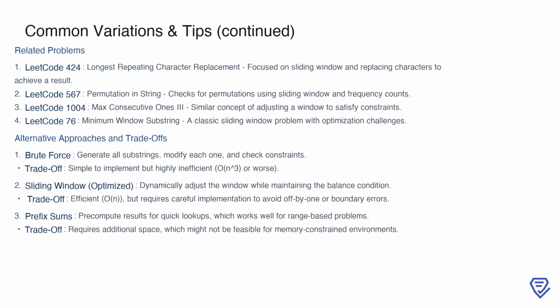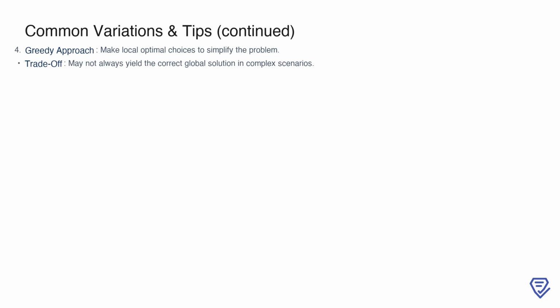Another option is using prefix sums, which pre-computes results for quick lookups. This is particularly useful for range-based problems, though it may require additional memory, making it less suitable for environments with tight space constraints. Finally, the greedy approach is another alternative worth considering. This method involves making local optimal choices at each step to simplify the problem. While it can be effective for certain scenarios, it doesn't always guarantee a correct global solution, especially in more complex problems. Understanding when and where to apply this technique, and recognizing its limitations, is key to using it successfully in your problem-solving arsenal.